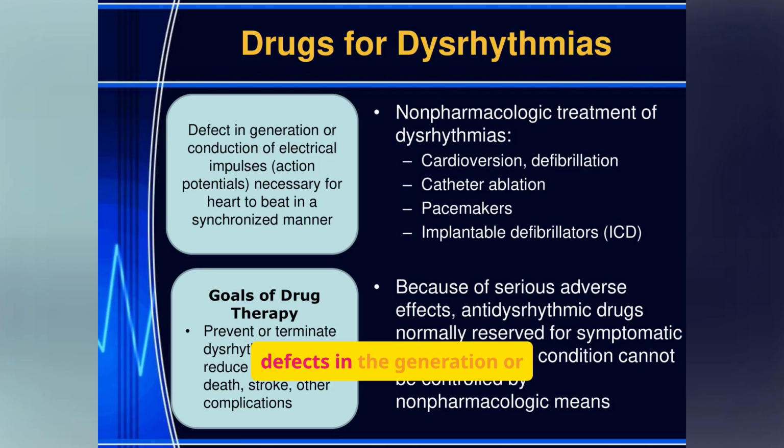Dysrhythmias are defects in the generation or conduction of electrical impulses in the heart. We'll discuss the goals of drug therapy and non-pharmacologic treatments. Arrhythmias can cause the heart to beat too fast, too slow, or irregularly. Treatment aims to restore normal rhythm and prevent clots or sudden cardiac death. Cardioversion, pacemakers, or ablation are used if meds aren't enough.